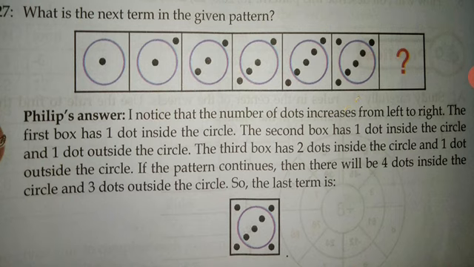I noticed that the number of dots increases from left to right. The first box has one dot inside the circle, the second box has one dot inside the circle, and the third box has two dots inside the circle. If the pattern continues, then there will be four dots inside the circle and three dots outside the circle.